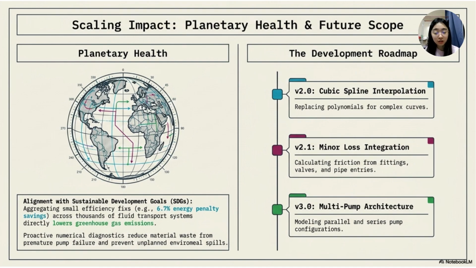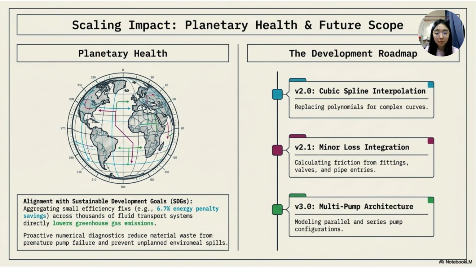Besides solving engineering problems, our project also supports sustainability and future technological development. From the planetary health perspective, improving pump efficiency helps reduce unnecessary electricity consumption. Even though our test case shows only about 6.7% energy penalty, when similar improvements are applied across thousands of industrial pumps, the total reduction in energy use and carbon emission becomes significant.